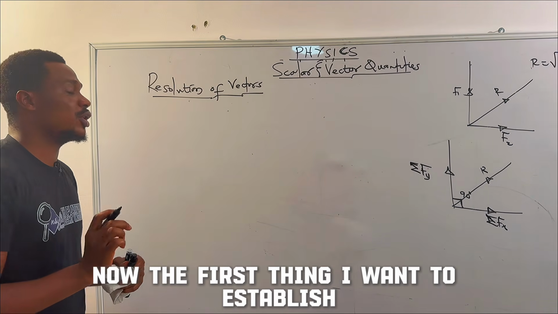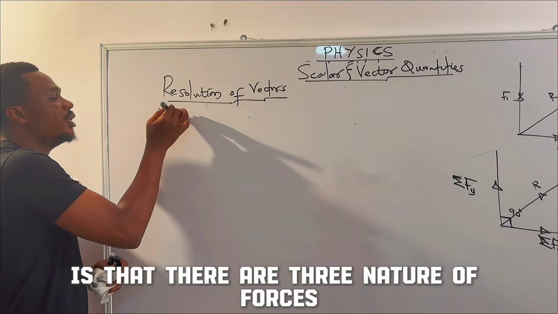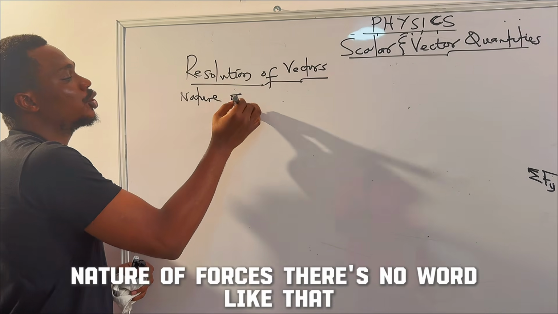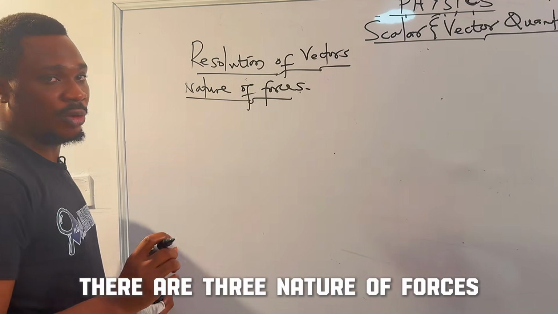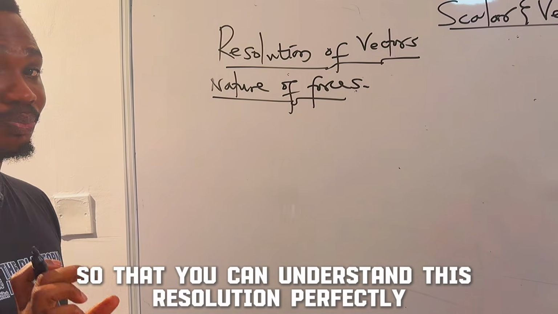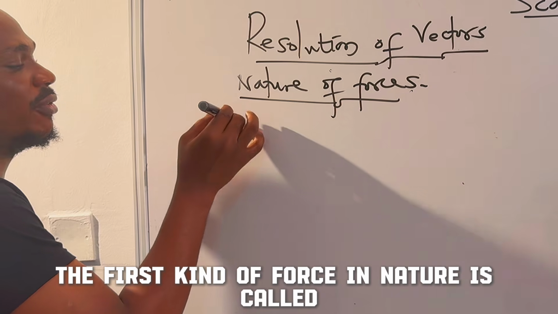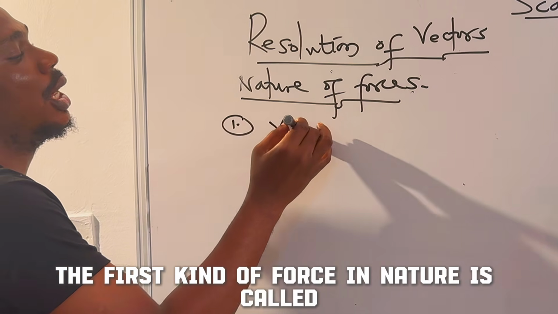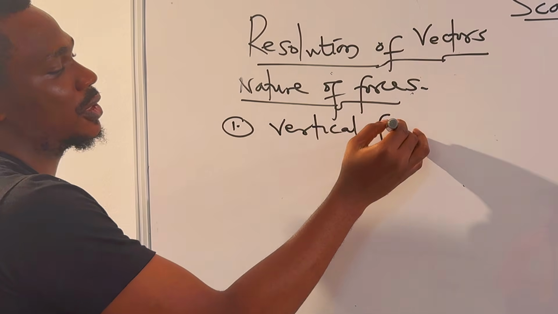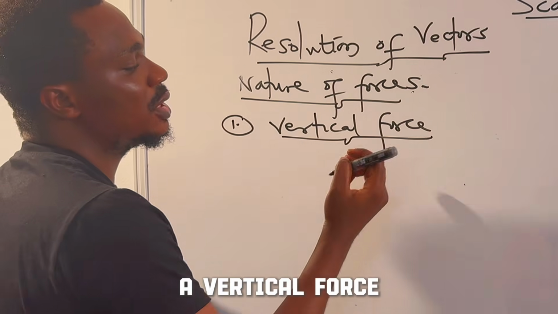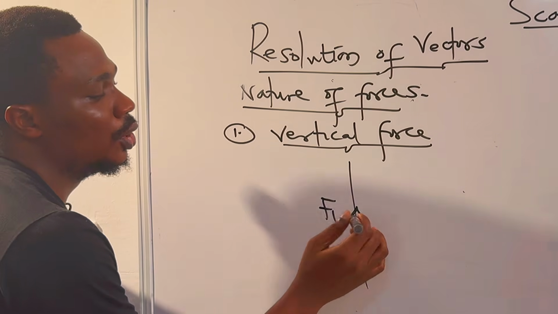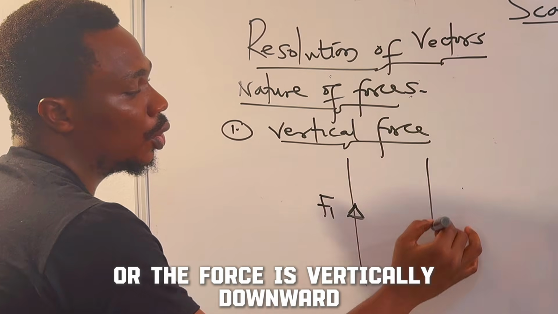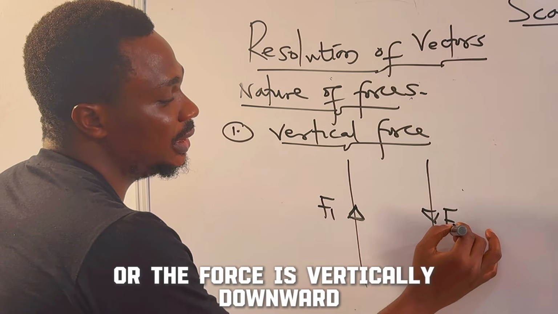Now, the first thing I want to establish is that there are three natures of forces. There's no word like that, but let's take it that way. There are three natures of forces so that you can understand this resolution perfectly. The first kind of force in nature is called a vertical force. A vertical force, by its nature, is that the force is vertically upward, or the arrow direction is up, or the force is vertically downward.